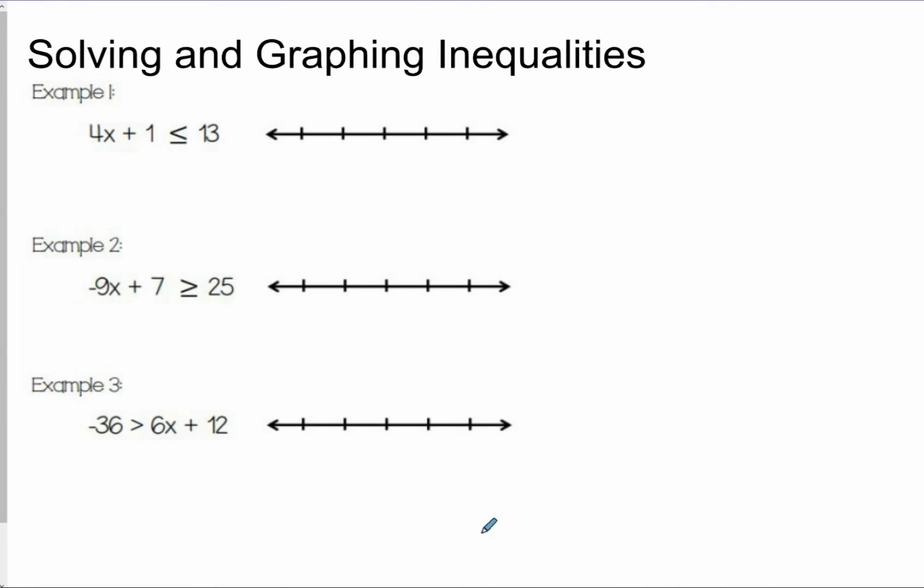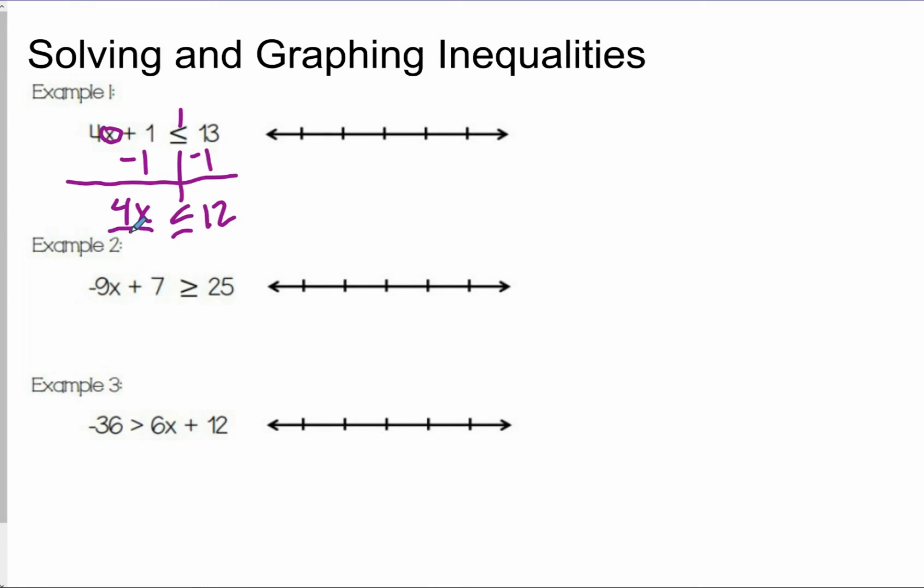Go ahead and try example 1. Solve it and graph it. So when solving, we subtract 1 first because we always do what's being added or subtracted before we do what's being multiplied or divided. We get 4x is less than or equal to 12.